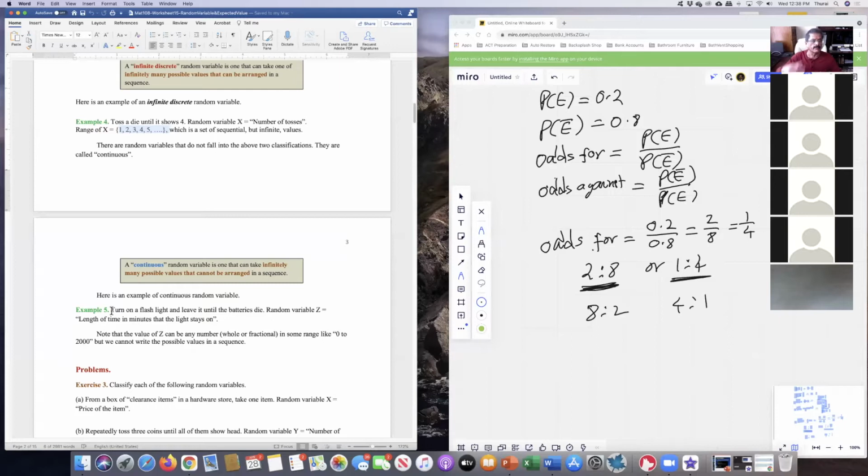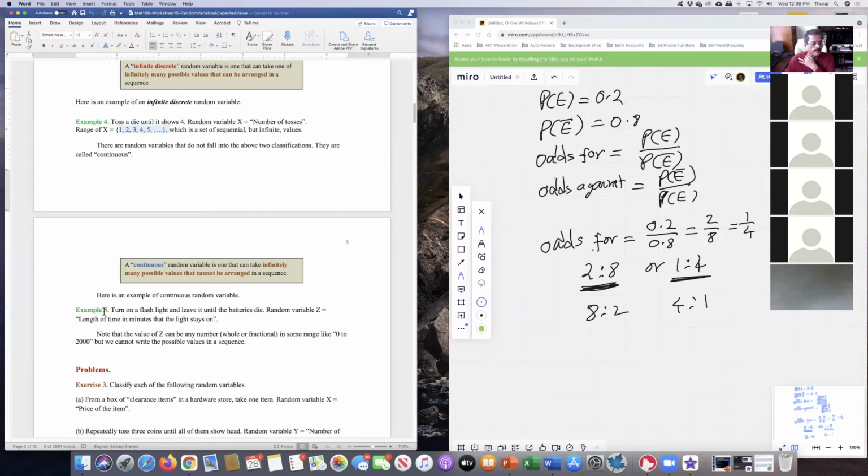Yes, for all of them, even for the discrete ones, infinite discrete, the numbers can be decimal, but if you can write them in an order, then they are discrete. So here, the continuous case, the numbers can be in a small range, but they can be infinitely many, and you cannot even write down what they are in an order. You cannot arrange them in any order.